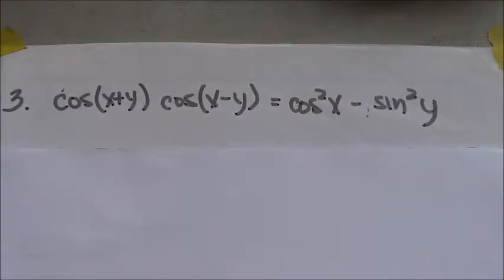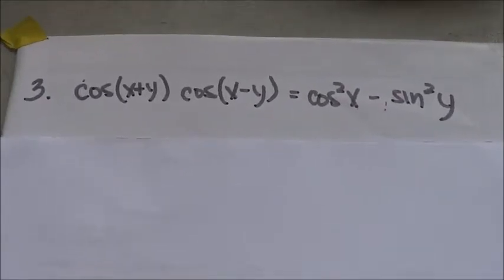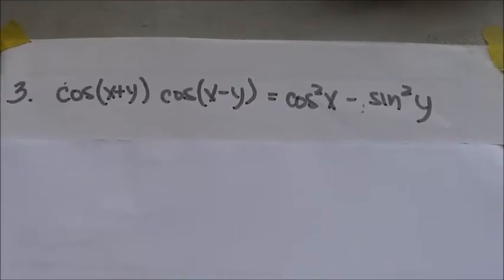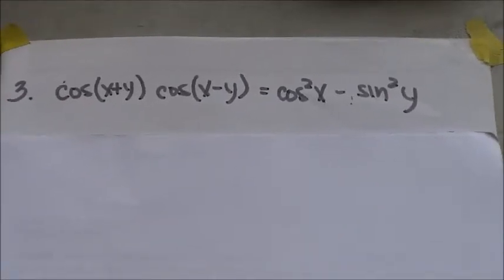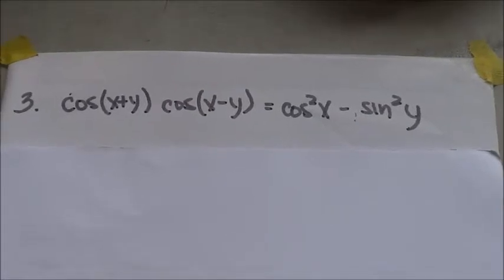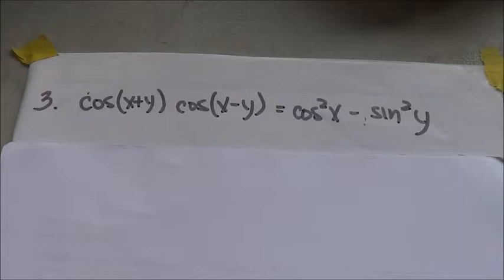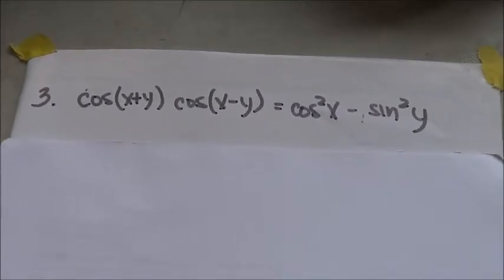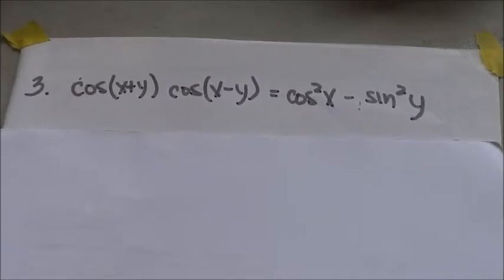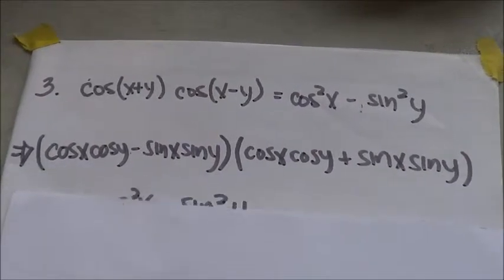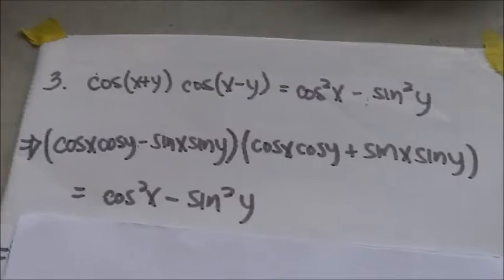For our third example, we must prove the identity cosine x plus y times cosine x minus y is equal to cosine squared x minus sine squared y. So we will choose to use the left hand side. So cosine x plus y is just a sum identity, so it's equal to cosine x cosine y minus sine x sine y. And cosine x minus y is equal to cosine x cosine y plus sine x sine y. And this is equal to cosine squared x minus sine squared y.